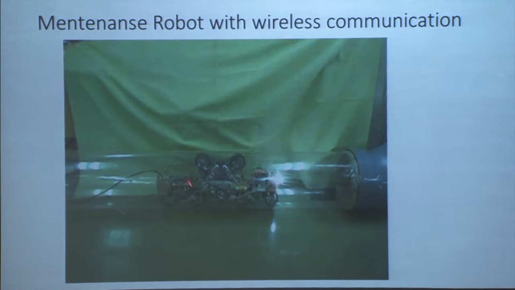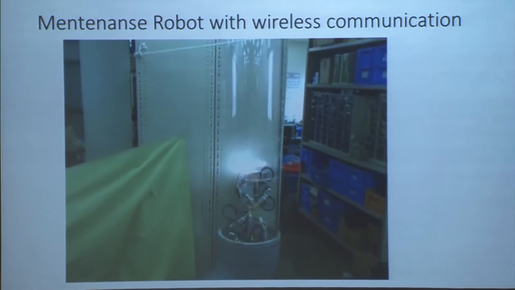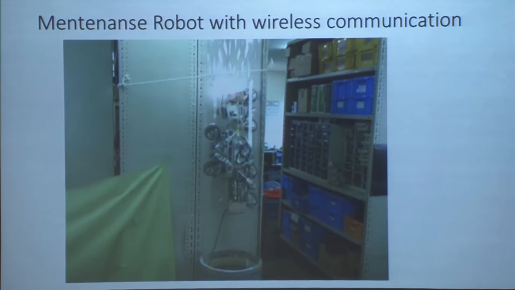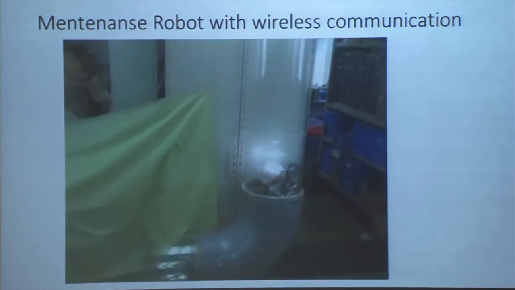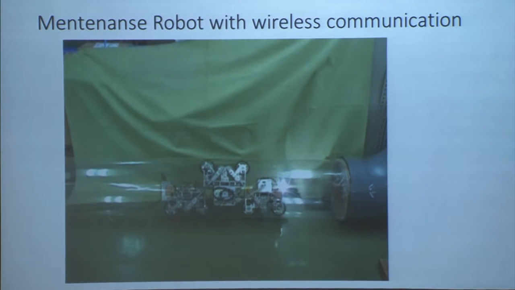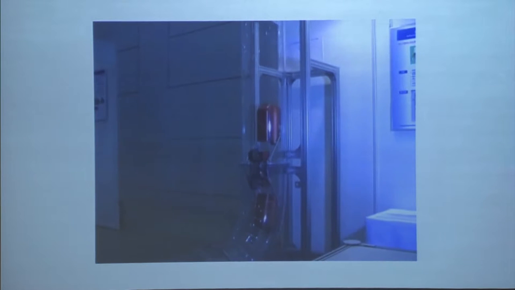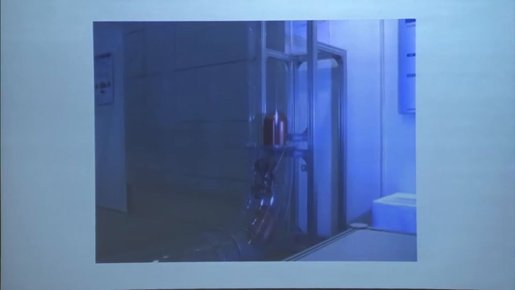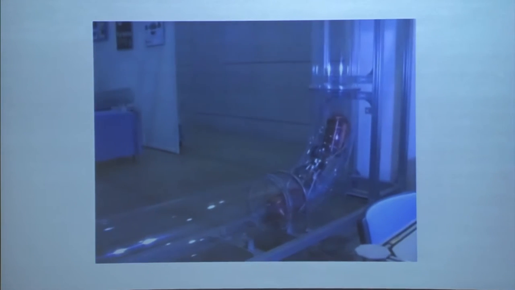Here, this is an antenna and a wireless communication system. We develop and attach it here, and this is a run. The control is done by wireless communication, but the battery supplies from outside, in this case, at this time. This is more advanced. The robot is improved like this, and covered.